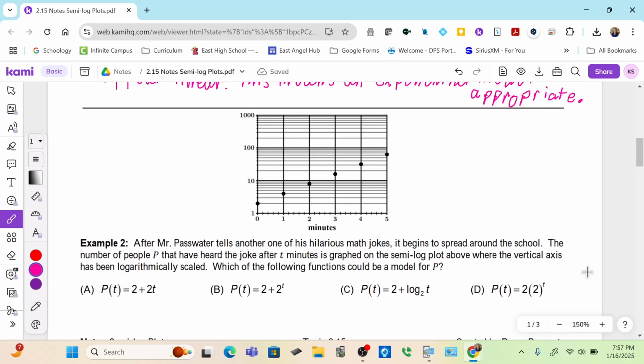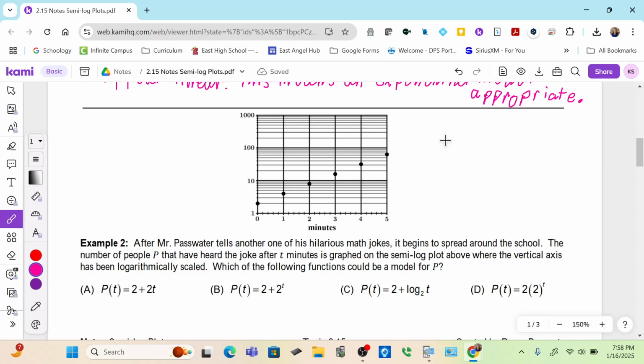Here, we're going to take a semi-log plot and find out what the exponential equation is. So what I'm going to do is create a table of the first 3 points because I can see exactly where those points are. The next 3 points look to be where I'd have to guess a little.